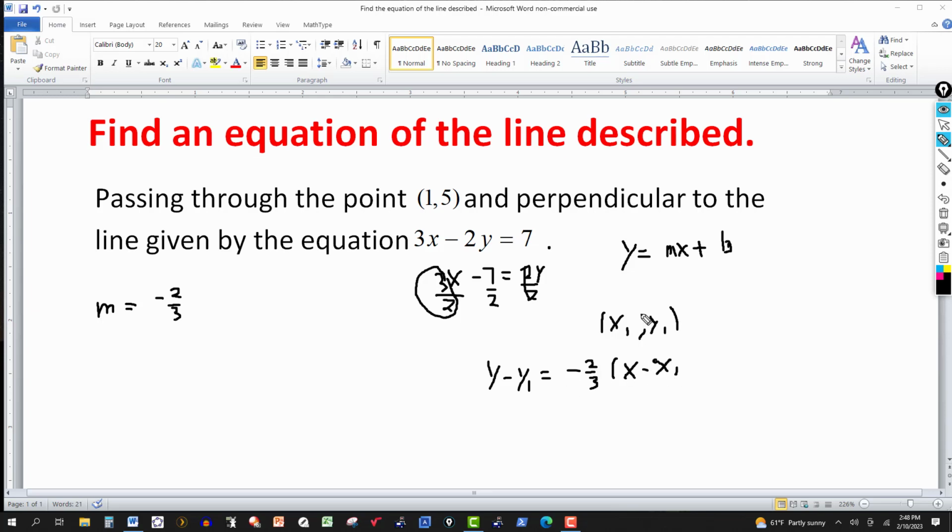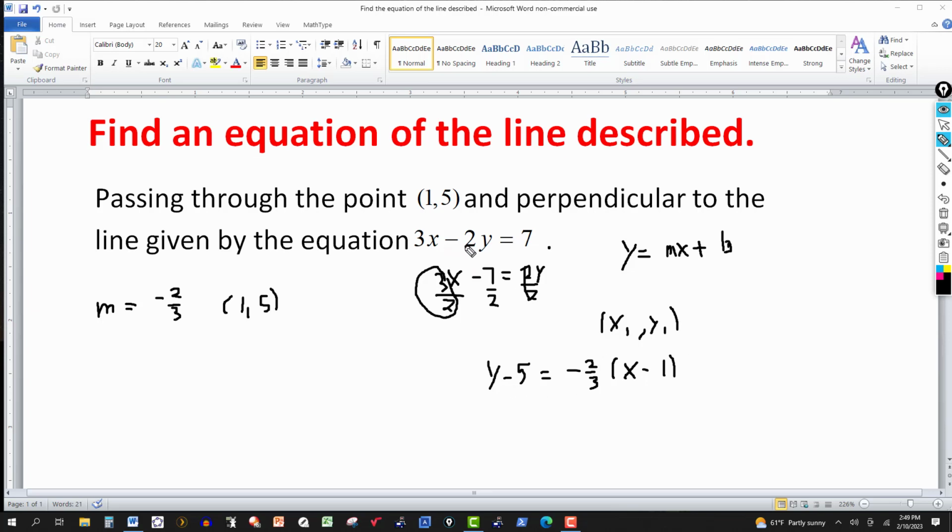So we just plug in the values we know. The line we're looking for passes through the point (1, 5). Just fill it in: y1 is 5, and x1 is 1. And that's really your answer in point-slope form.